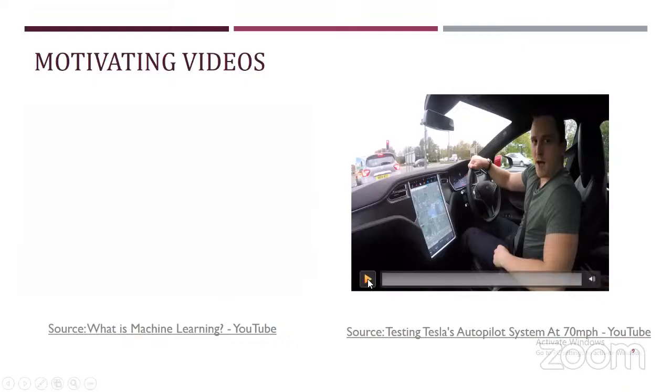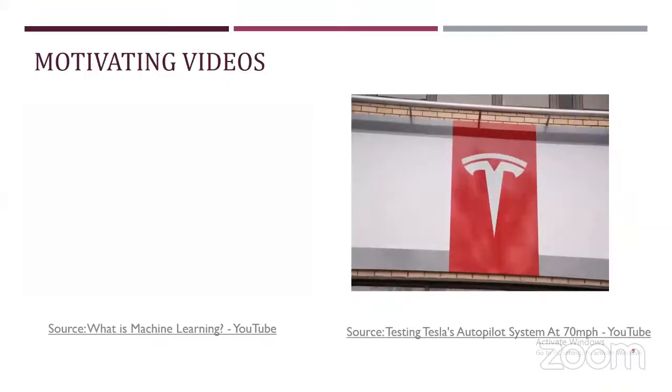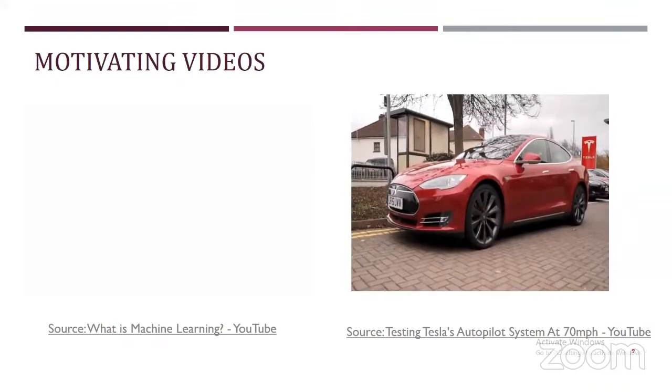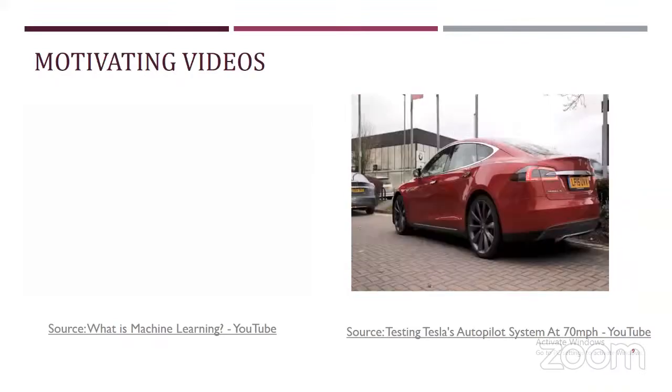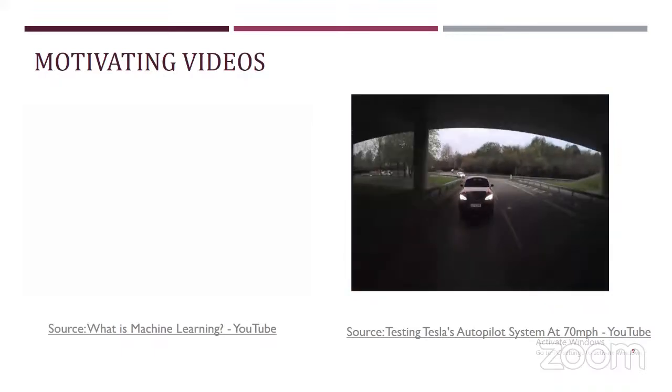Now coming to the second part of it. Here in this case, the machine is going to analyze the environment, and based upon the analysis of the environment, the machine is going to take the turn. This car is going to stop. The car is going to pick up speed. It is going to slow down.